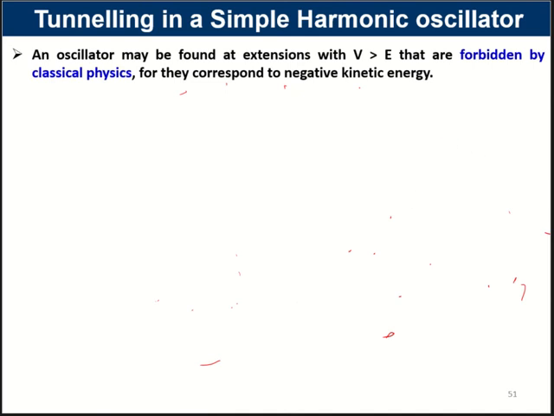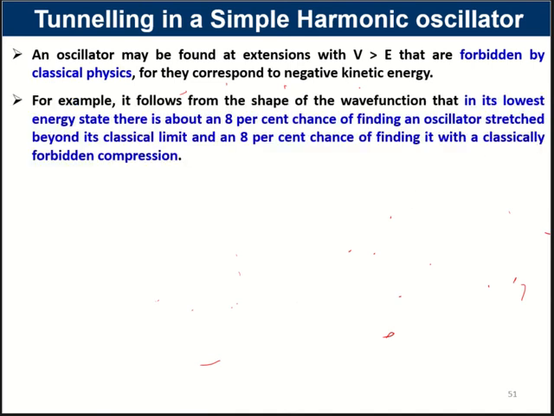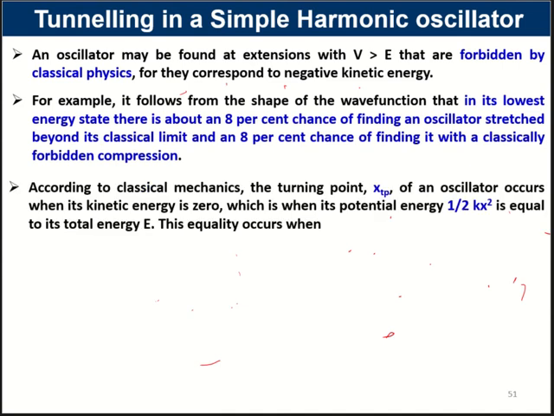Okay, so this statement I will come back to it later. For the first, it has been calculated that for v equal to 0 state, there is an 8% chance that it will be found beyond the turning point in the plus x direction. This is a calculation which can be shown later. So I will come back to this statement later.